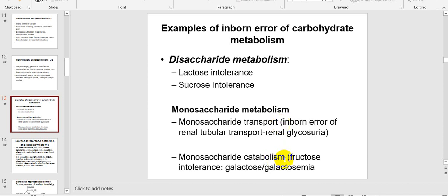Monosaccharide catabolism: fructose intolerance, galactosemia. That's where we see a lot of galactose. If fructose is not broken down, it builds up in the blood, and that is what we call galactosemia. Fructose is made up of glucose and galactose. So if it's not broken down, we get galactosemia.